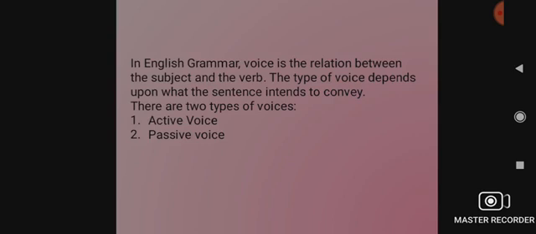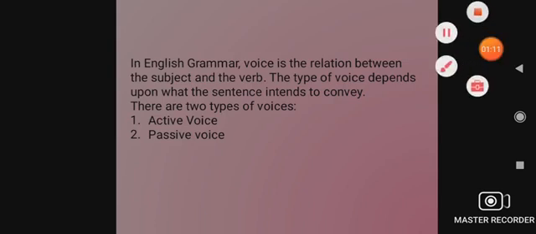The type of voice depends on what the sentence intends to convey, right? Whether the doer does the action or the action is done, right? So it entirely depends on the intent, what the sentence is intending to convey. On the basis of that, we have two types of voices. We have active voice and we have passive voice.